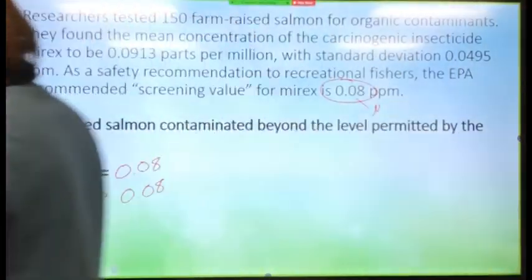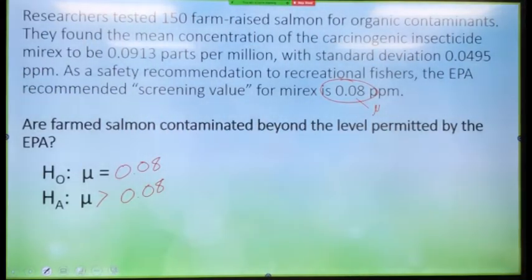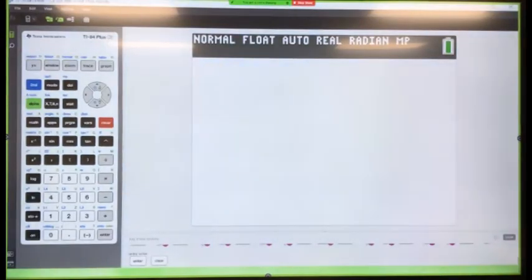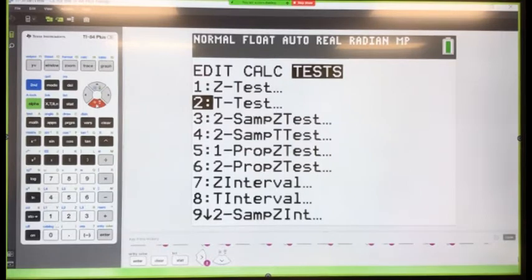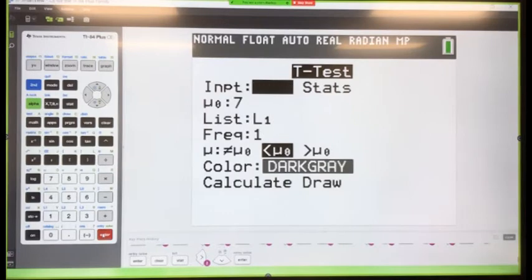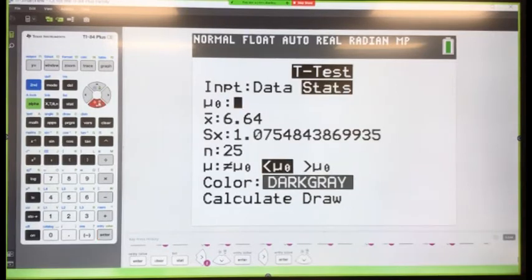Now, let's perform the t-test using our calculator. The process is go to stats, test, t-test. So let's do a t-test with stats. Hit number 2. Do I have data or does it give me all the stats? It gives me all the stats. So my first stat here is, what is your null mean? 0.08.